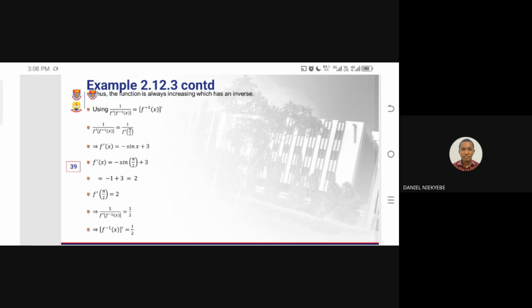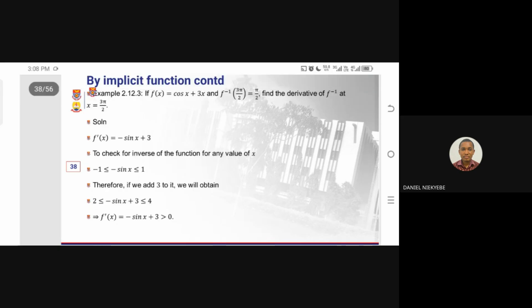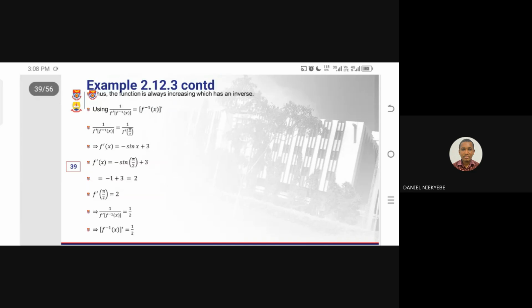The question is asking us to find the derivative of f inverse at x equal to 3 pi over 2, and we were given that to be pi over 2. So when you state your formula, the f prime of the f inverse, you put it back as pi over 2, and we know that f prime is negative sine x plus 3. So whenever you see x, you put pi over 2 there. When you solve it correctly, you are going to get 1 over 2.